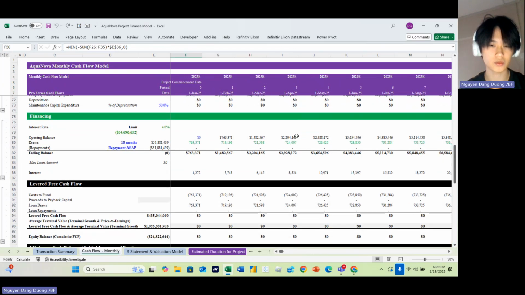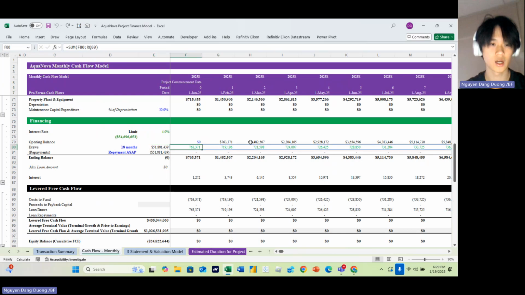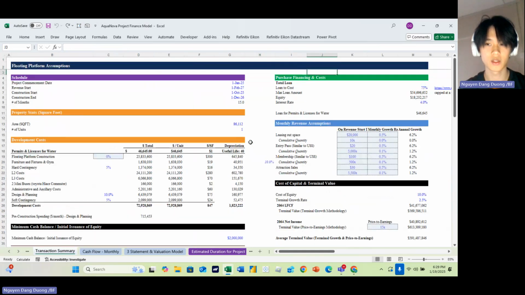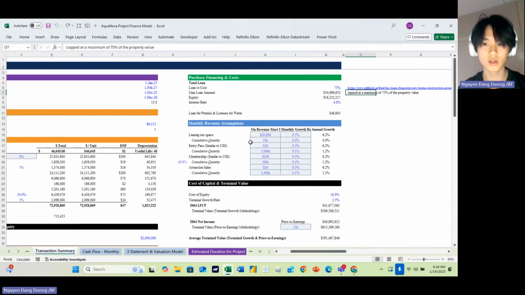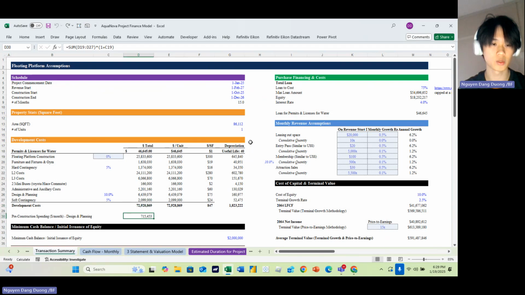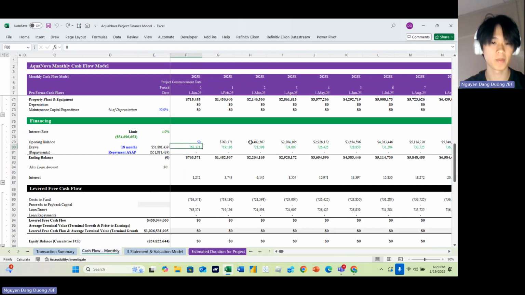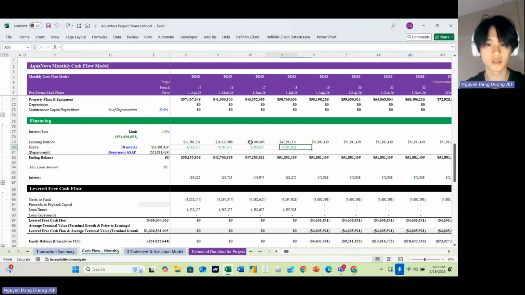Now let's talk about our financing assumptions. We want to be below the limit of $54 million because there's a cap. Bank loans are capped at a maximum of 75% of the property's value. Therefore, this is how much we build our property for, and 75% of that is 54 million. With this assumption, we borrow for 18 months. As we borrow for 18 months, our debt increases, and that translates into interest being paid, and the interest is capped at 4% per annum on our debt balance.